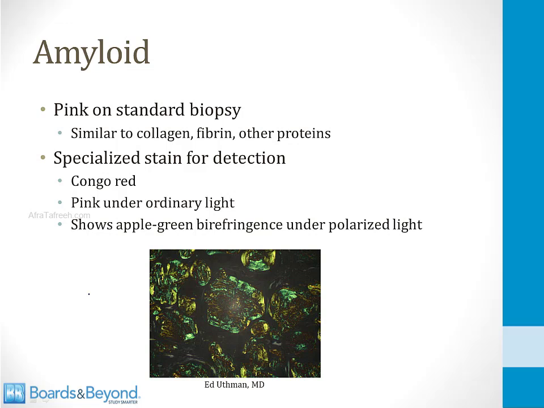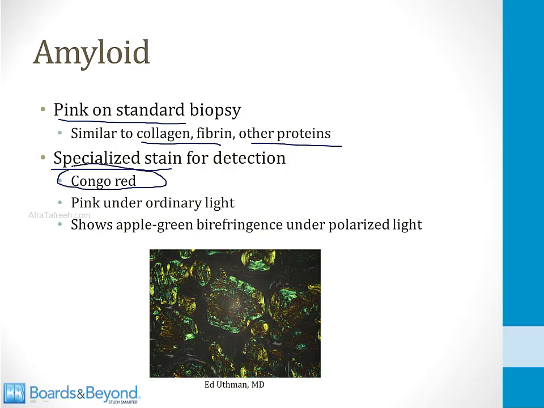But no matter what protein forms amyloid, there are some common features to all amyloid collections in any disease that involves amyloid. The first common feature is that amyloid is pink on a standard biopsy with standard stains. It looks like many other proteins like collagen, fibrin, and other proteins. That means that in order to distinguish amyloid from these other proteins like collagen and fibrin, you have to use a specialized stain, and that specialized stain is called Congo red.